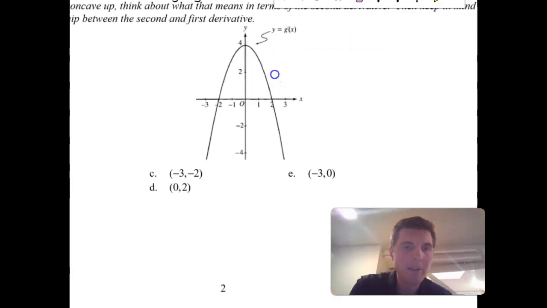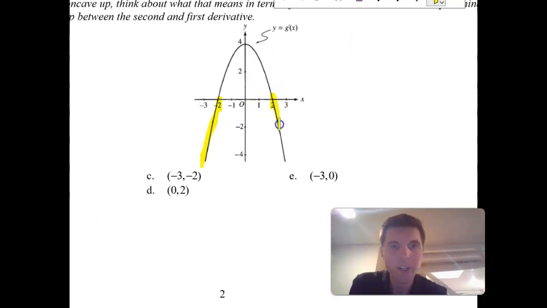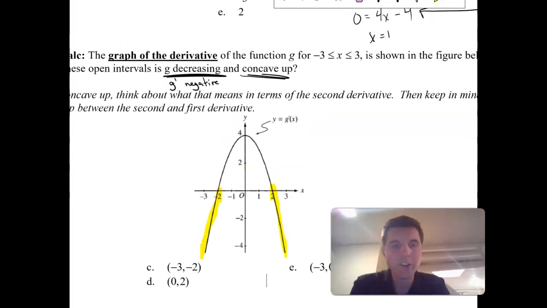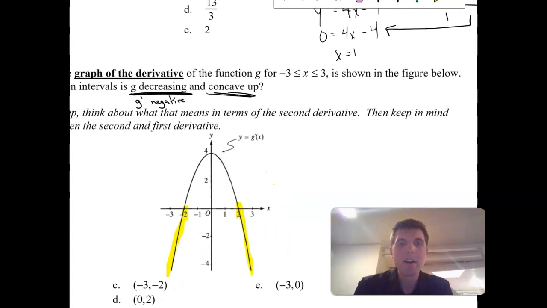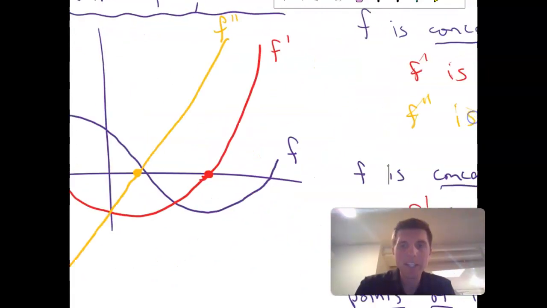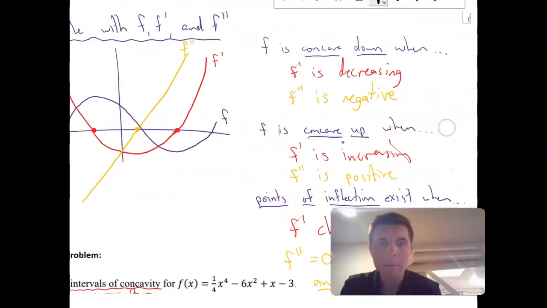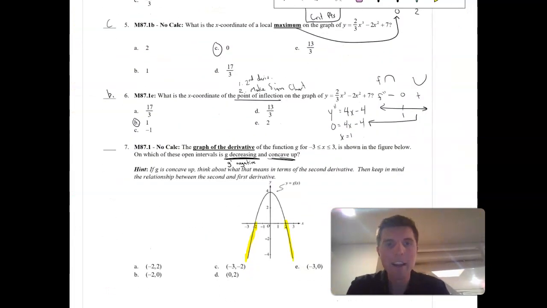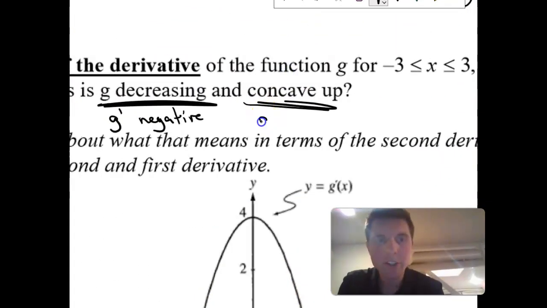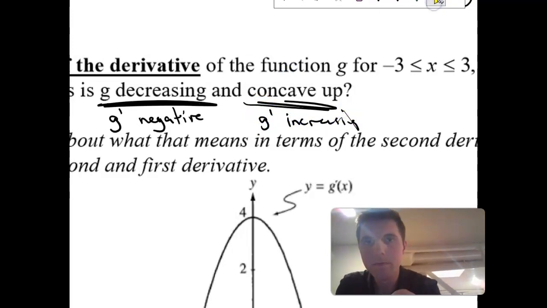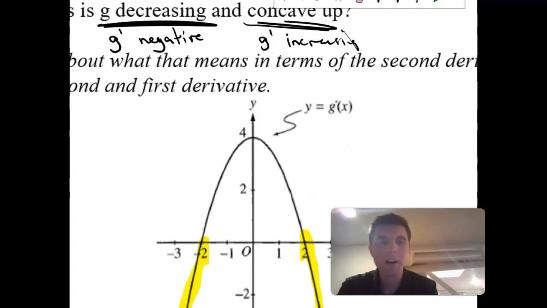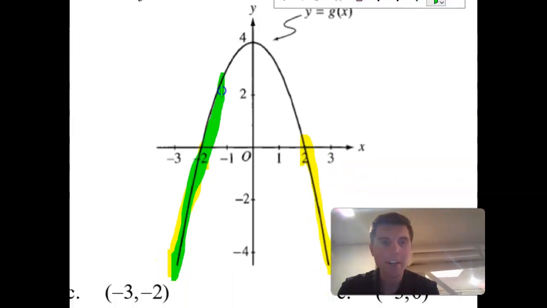G prime is negative on these 2 chunks, right? This is G prime. Negative just means below the x-axis. The second chunk of this, where is G concave up? Let's look back at this table we made, right? G is concave up when the derivative is increasing. So let's head back to our graph. Let's label that, and then let's highlight it. Concave up, where is G prime increasing? I think it's increasing from here to here.